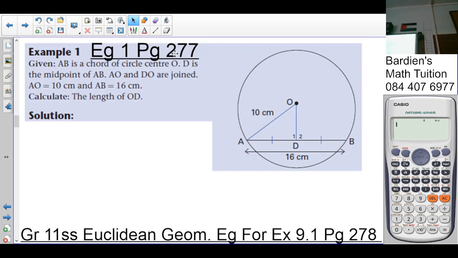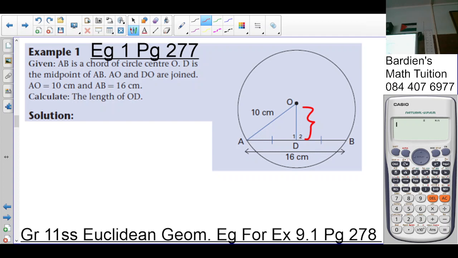So it says, given that AB is a chord of circle center O, so there is a center. D is the midpoint of AB. OA and DO are joined, which is that line. OA is 10, AB is 16. You mean to say the whole length is 16. Calculate the length of OD. How do you think you're going to calculate the length of OD? By using Pythagoras. To apply the rules of Pythagoras, what do I need? I need a 90 degree angle. Not so?